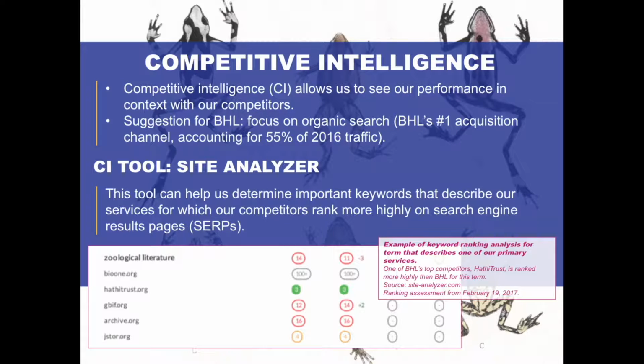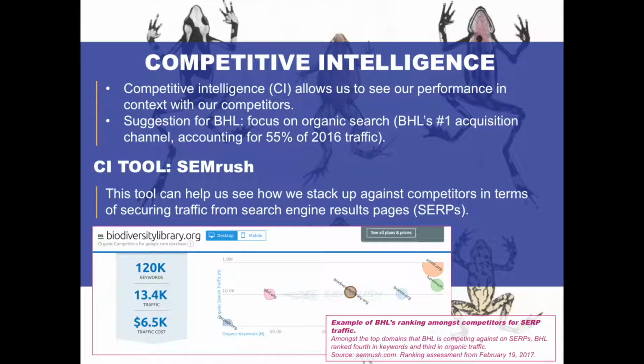We can then try to optimize our web pages for these keywords in order to secure more traffic from our competitors. We can also use tools like SEMrush to see how we stack up against competitors in terms of securing traffic in general from search engine results pages. If we find that we're significantly lagging behind competitors, which fortunately right now we're not, but if we find that we are in the future, we may need to consider other search strategies like paid search advertising.